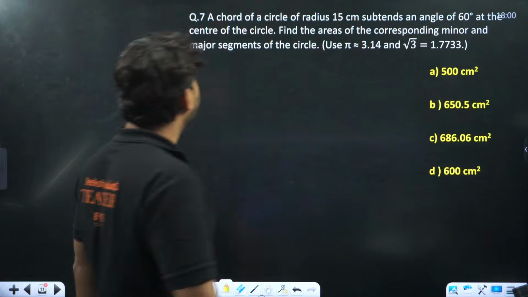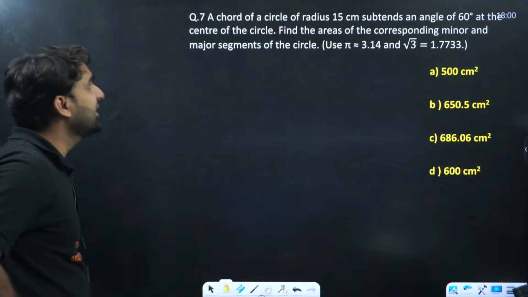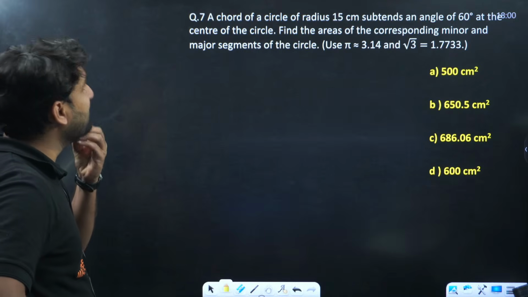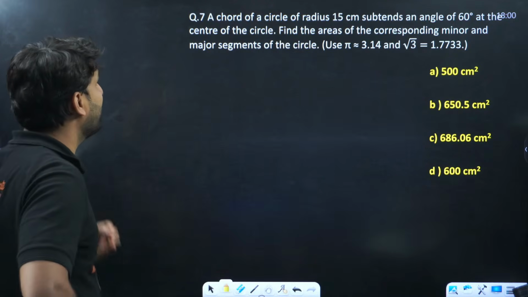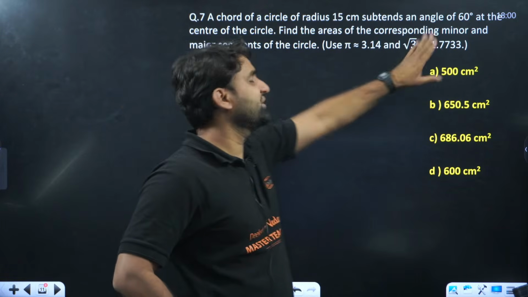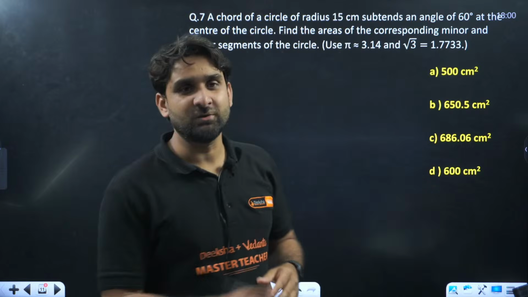A chord of a circle of radius 15 centimeter subtends an angle 60 degree at the center of the circle. Find the area of the corresponding minor and major segment of the circle. And we have value of pi 3.14 and root 3 is equal to 1.773. Okay, so this is the question.